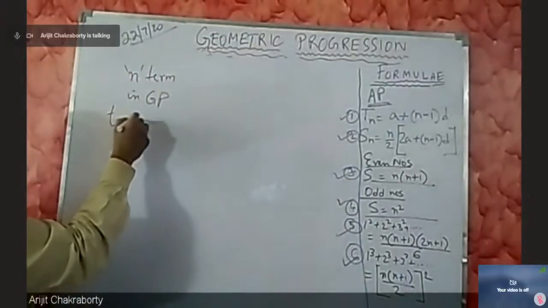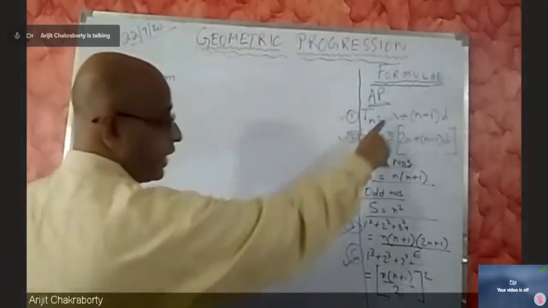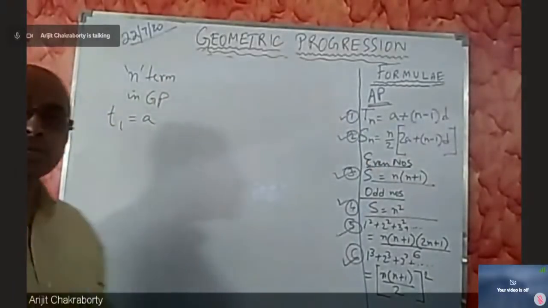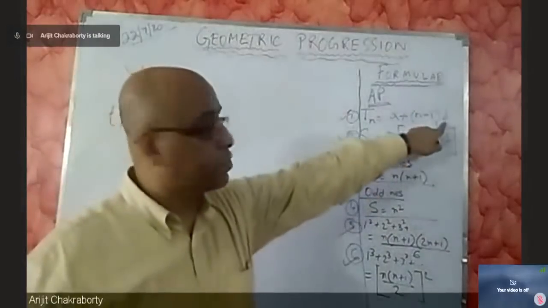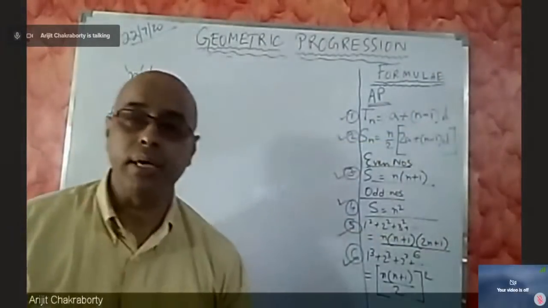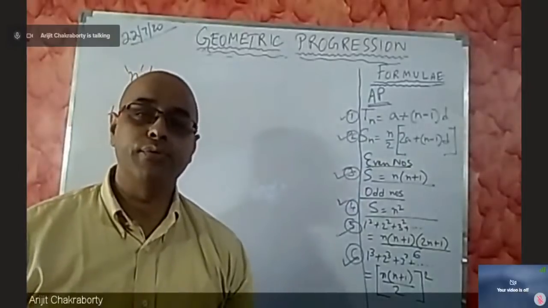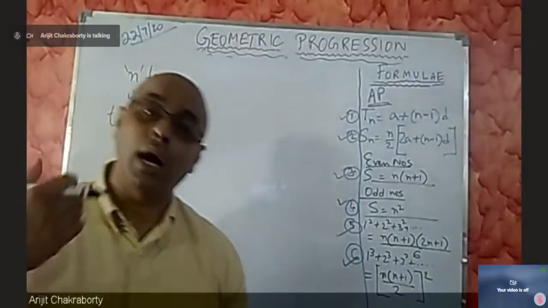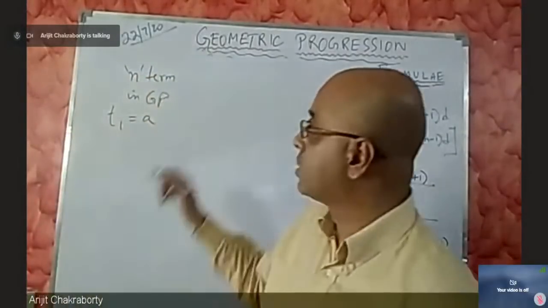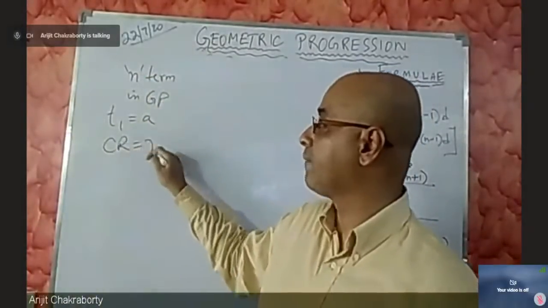The first term is A, like we have in AP also, but we don't have a common difference. So the D which you say in case of AP becomes the common ratio in case of GP, and the common ratio is denoted by R. So we have a common ratio R.